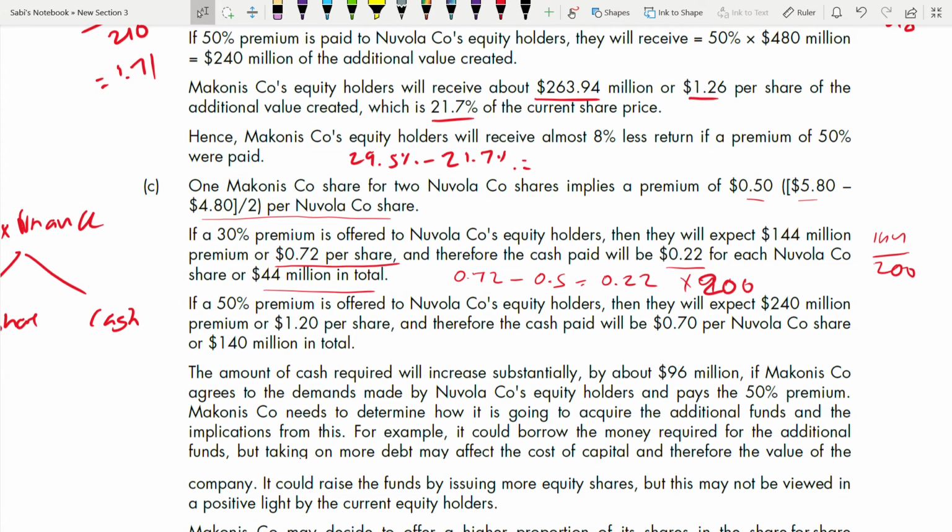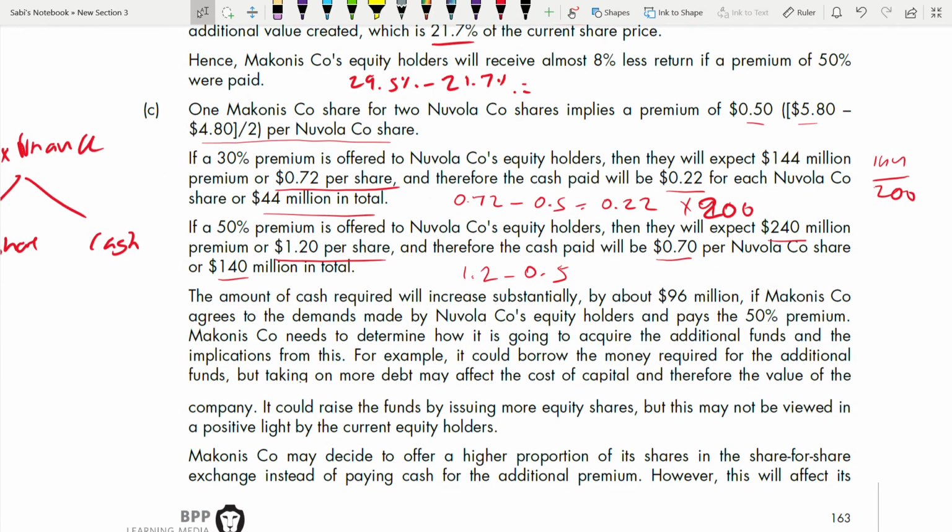Now coming to 50% premium. If 50% premium is offered to Novala's equity holders, they will expect 240 million premium. We just calculated it above in part A, or 1.2 per share. 240 divided by 200, and therefore the cash paid will be 0.7. How is it 0.7? 1.2 is the premium value. The share for share portion will remain the same, only cash will change. 0.5, so the balance is cash, or 140 million in total, 0.7 into 200.